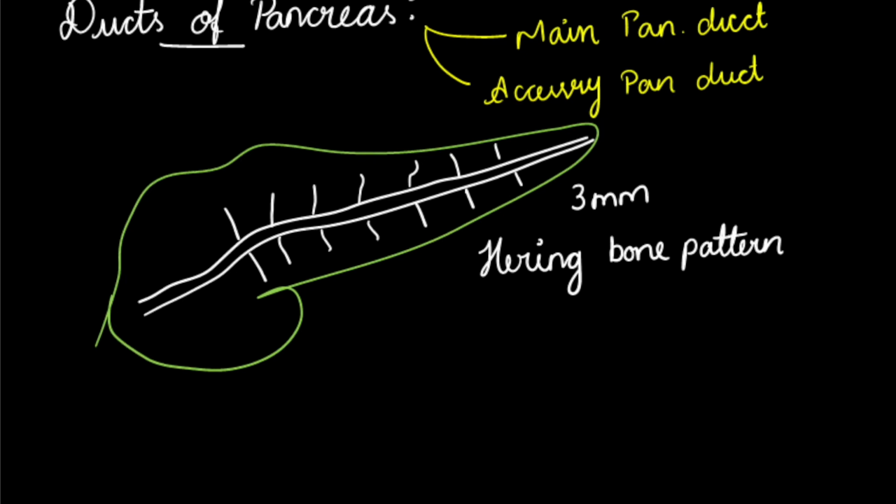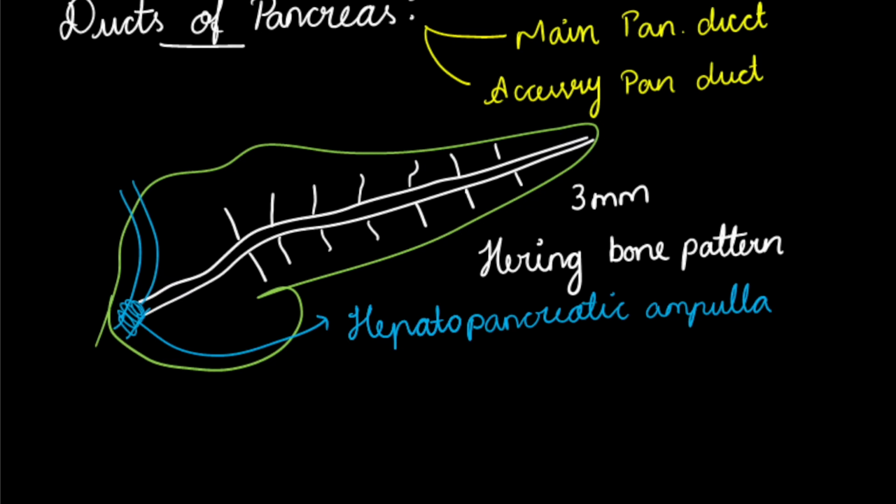So when the pancreatic duct enters the head of pancreas, there comes the bile duct which joins with the pancreatic duct and forms the hepatopancreatic ampulla here. And this is the hepatopancreatic ampulla of Vater which opens with a narrow mouth, which is also called the major duodenal papilla.